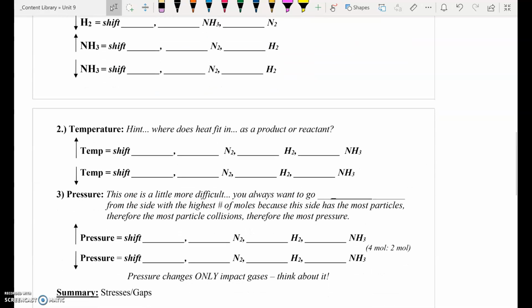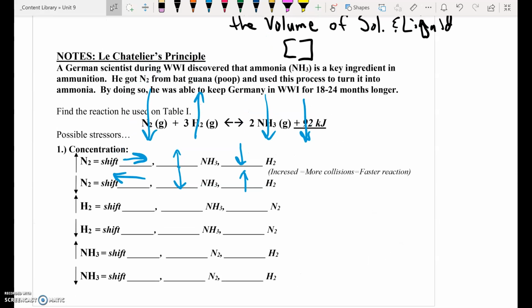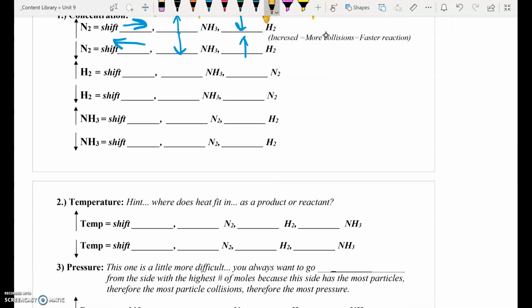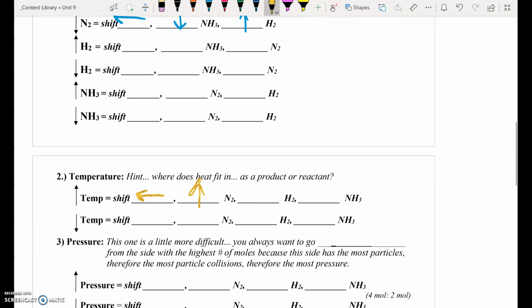Temperature. Temperature is going to be the heat that's in the reaction. So you do it the same way. You go up here to the chemical reaction, and if you increase heat, if heat goes up, everything else goes up except its partner, and it shifts to the side with the most up arrows. So that's going to be to the left. It's going to shift to the left. So if you increase, it's going to shift to the left. The amount of nitrogen has an up arrow, and hydrogen has an up arrow. Ammonia has a down arrow. So that's how you do temperature.